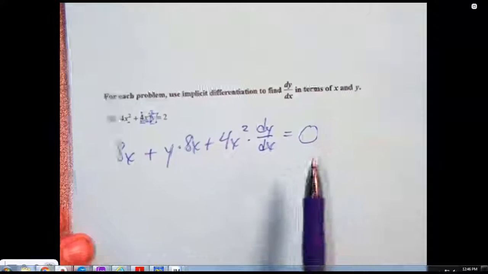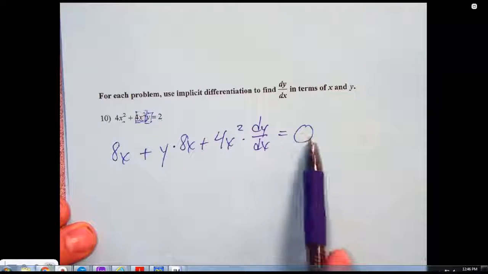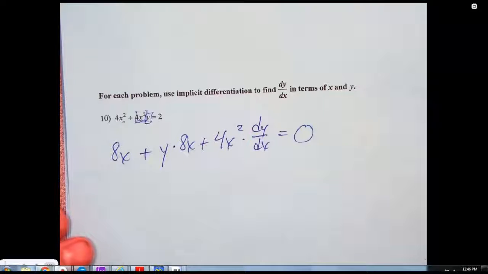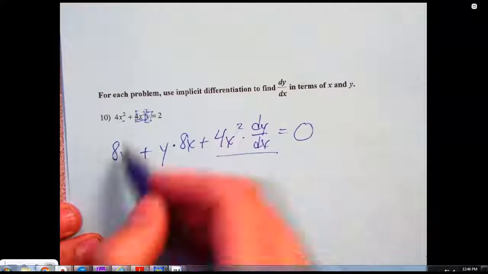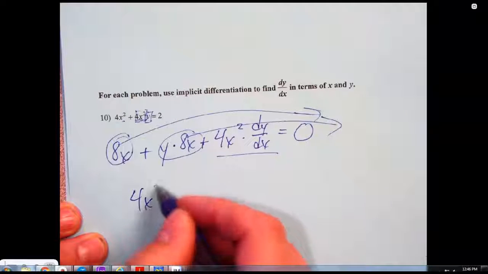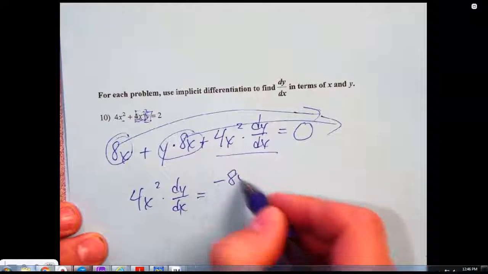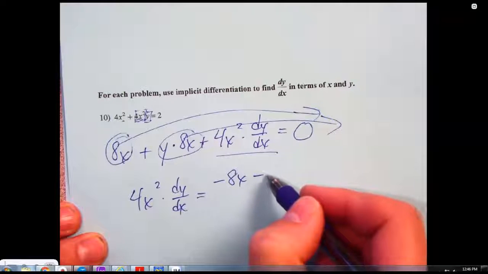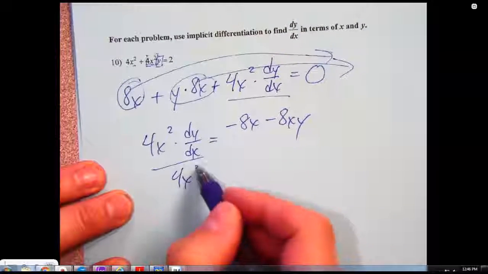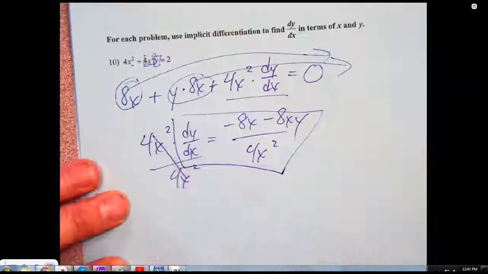You guys did a much better job today of not leaving the 2 there, but instead remembering that the derivative of 2 is 0. Now this is already over here, so I'm going to move that over the other side and that over the other side. So 4x squared times dy dx equals negative 8x minus 8xy. Then you're going to divide by the 4x squared. Those cancel, and that's your answer.